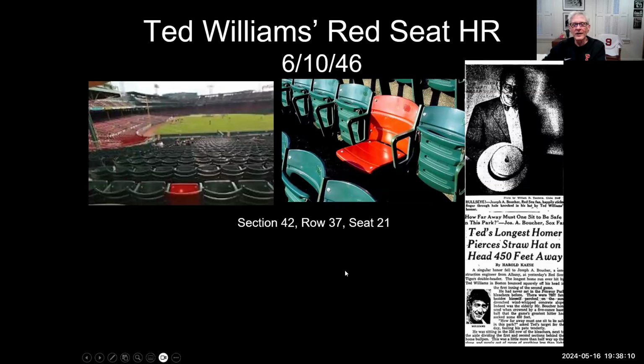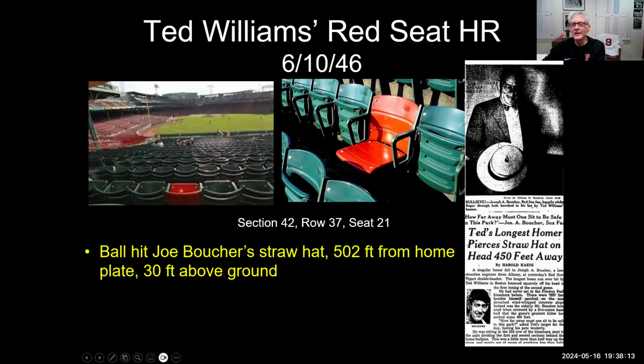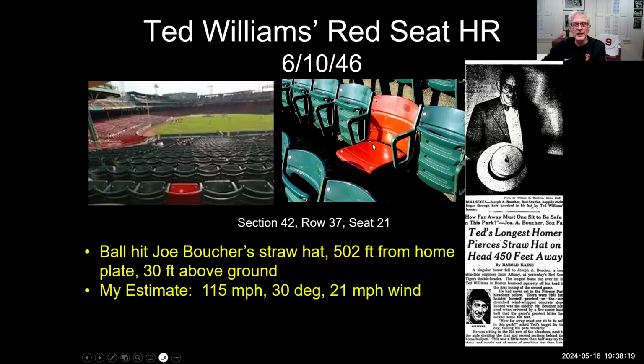This is a ball. This is the seat where Ted Williams hit this home run in 1946. This seat is about 30 feet above ground level. If the ball had been free to travel the rest of the way and hit the ground, it would have traveled something like 537 feet. But this was wind aided. There was about a 20 mile per hour wind.